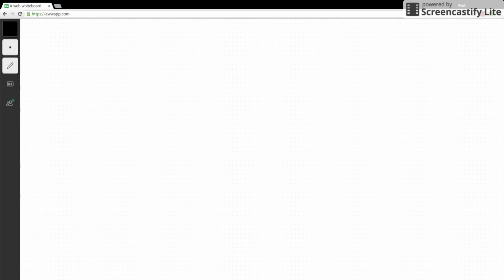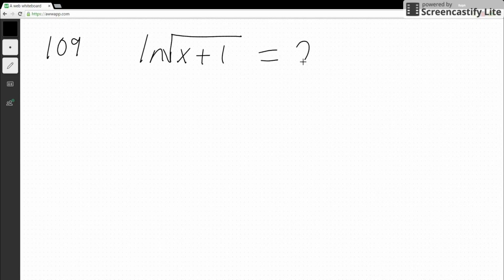Okay. Looking at 109. All right. Equals 2. So I got a couple of different ways that I could go about doing this. So the first thing, I'm going to go ahead and turn this into a rational exponent. Use a power property.